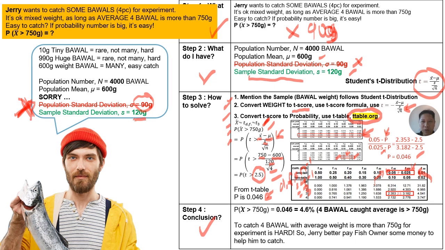Now we want to write our conclusion. What is the probability of catching 4 fishes with the average more than 750 grams? 0.046, which is 4.6%. So there is quite a chance to catch these 4 fishes with a very big average size. For this problem, we might ask the lake owner to help us.